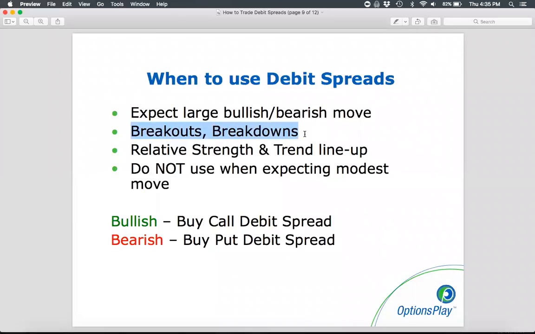So stocks like Facebook is a little late. It's already down 20%. But we have a few different examples that I'll show you here in a second of stocks that are currently breaking out or breaking down. Those are the types of stocks that you want to utilize a debit spread for.